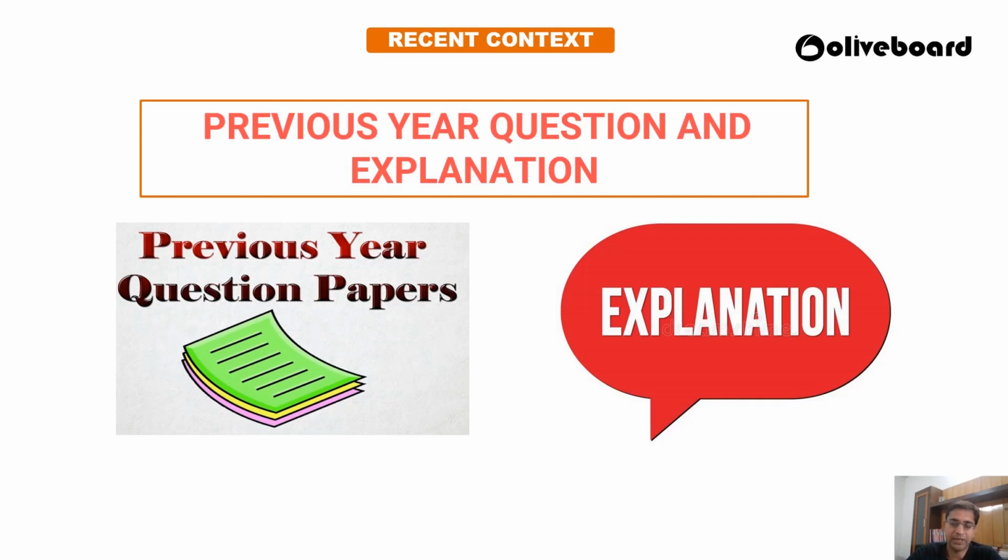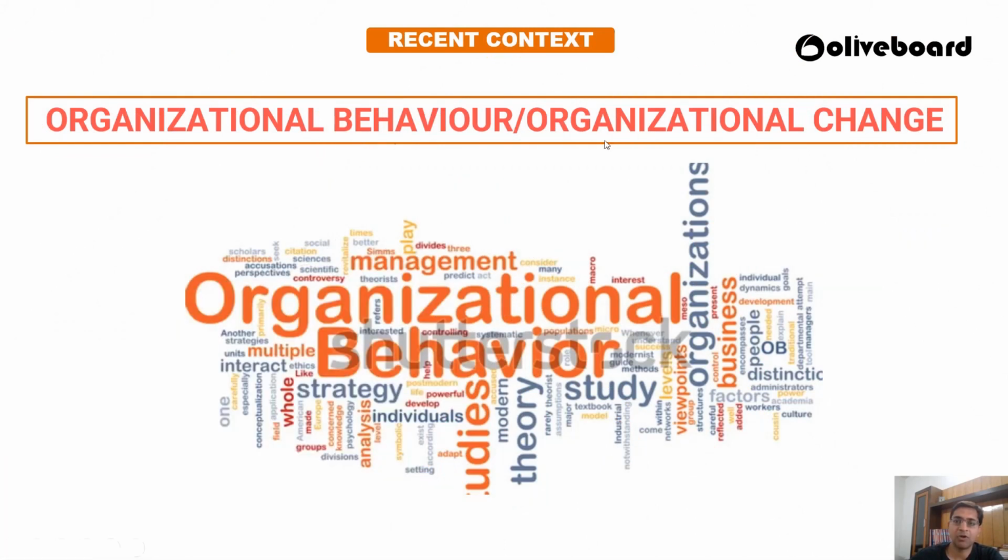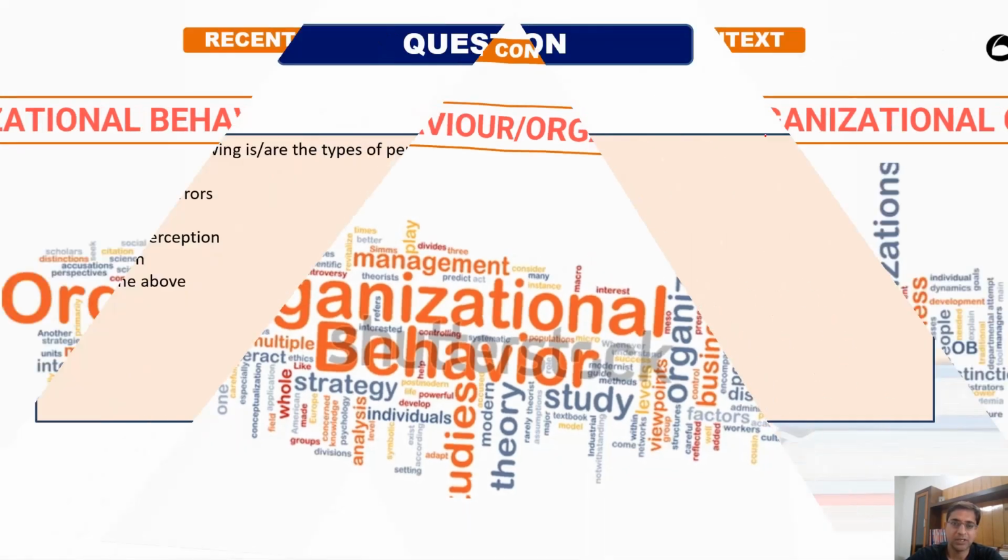As you all know, here we are taking some of the questions that have been asked in the previous year of the RBI Grade B examination, and then we are giving you the MCQs on that, and after that we are providing the explanation of all these questions. So today we will be discussing management. Under management we have the topic called organizational behavior and organizational change. Under that, some questions that have been asked in the previous year question paper we'll be discussing today. So let's see the question.